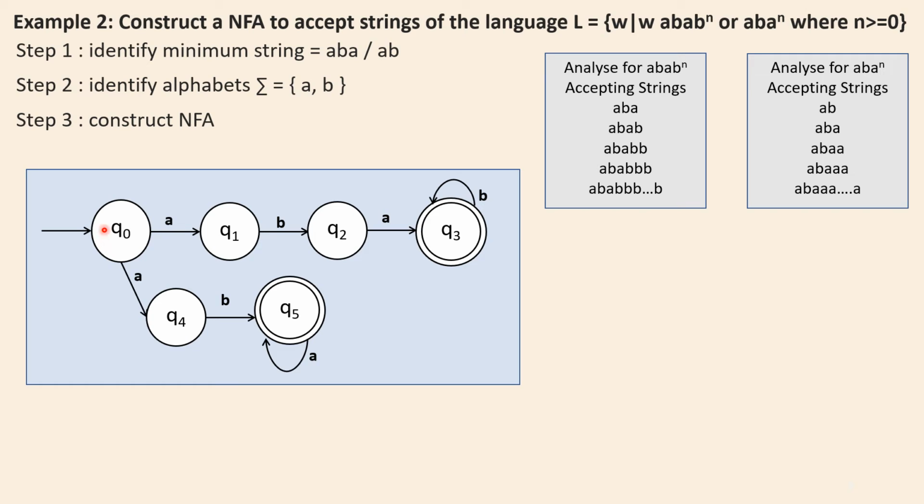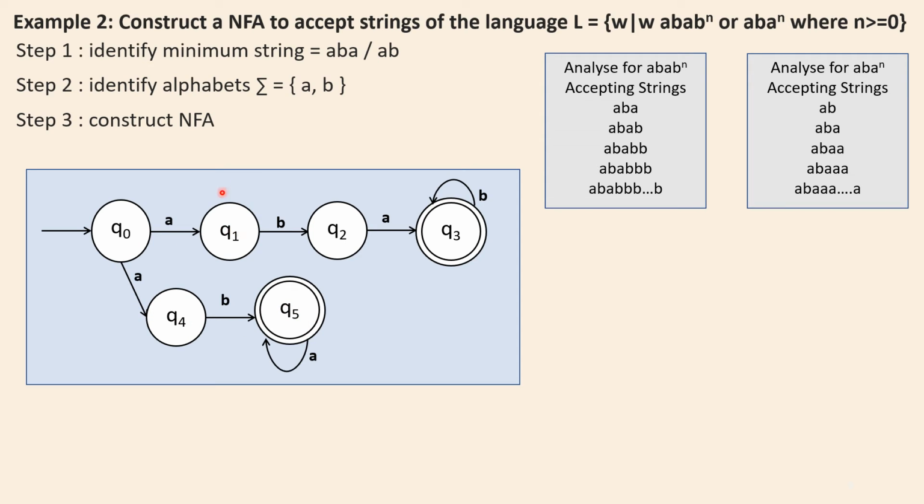Here we need not worry about what will happen if my string starts with B. This is the construction of the NFA. If my string starts with B, I need not loop B here because the string will automatically get terminated if it doesn't start with A. So it has to start with A, it has to have a B, it has to have an A to reach Q3, the minimum string. It has to have an A, it has to have a B to reach Q5.